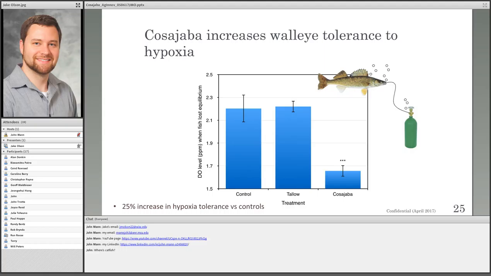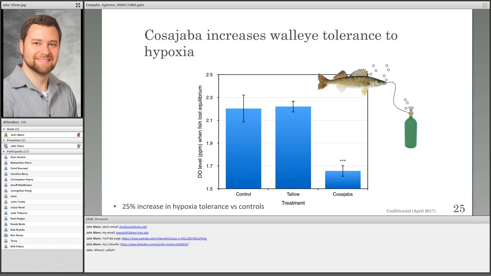So let me just speak to the financial analysis for Atlantic salmon a little bit. Essentially, about 27 million fish per year die during the seawater transfer phase in Norwegian Atlantic salmon production. So based on our data, if we can save 30% of those fish, that would translate to a $73 million per year value to the Atlantic salmon industry. We know based on the supply of the raw materials and the level that we're feeding Cosajaba in the diet that we can actually meet 100% of the Norwegian Atlantic salmon market need.